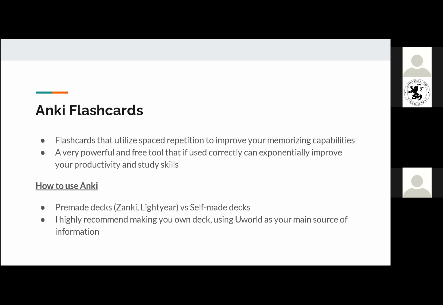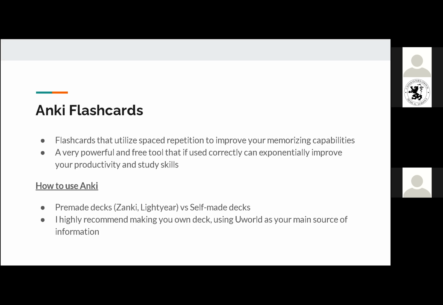How to use Anki? There are several opinions. A lot of people, or I think most people, actually use pre-made decks. So there are some people who have made comprehensive decks of flashcards, like 10,000 or 20,000 flashcards, and they just upload them, and then people download the flashcards and use them. This is one way of using it.